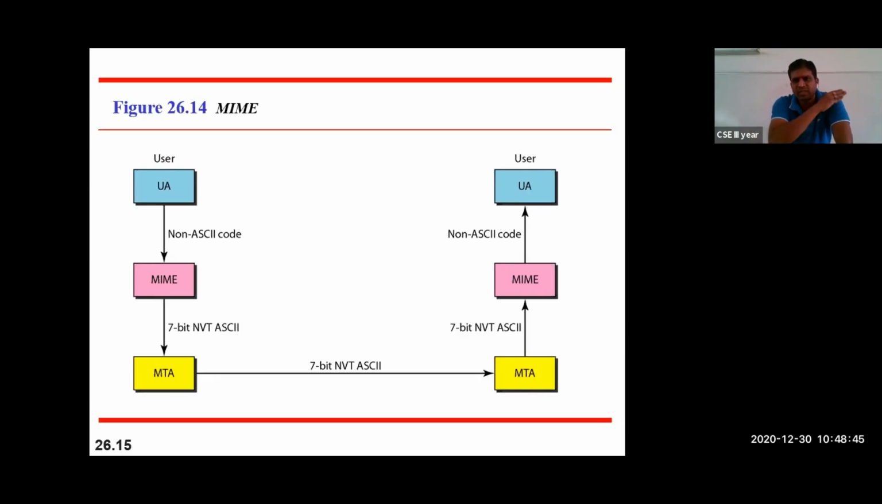Now the mail transfer agent will transfer it to the mail transfer server on the receiver side, let us assume. Then before it is given to the user agent on the receiver side, it is given to MIME first. MIME will convert this 7-bit ASCII back to the non-ASCII code that was originally there, just like encryption and decryption. That non-ASCII code is now given to the user agent, which can present it to you, image as image, audio as audio, video as video.